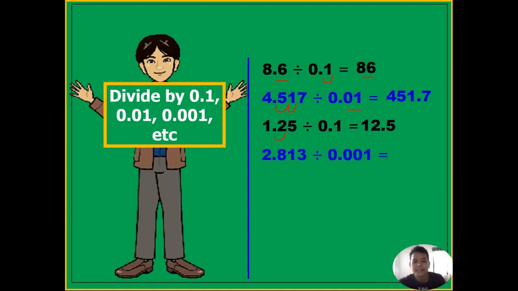Going to the next, that is 2 and 813 thousandths divided by 1/1000. Let's count 1, 2, 3. So therefore, we also move 3 decimal places to the right. 1, 2, and 3. So the answer is 2813.